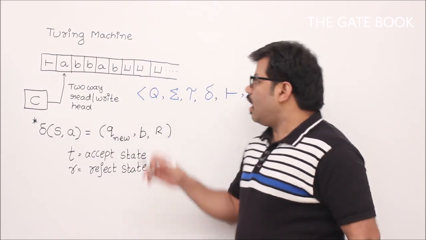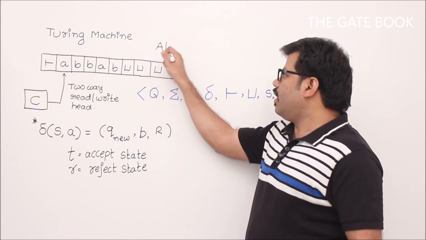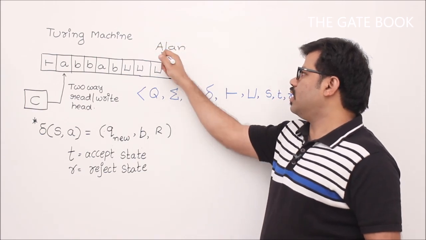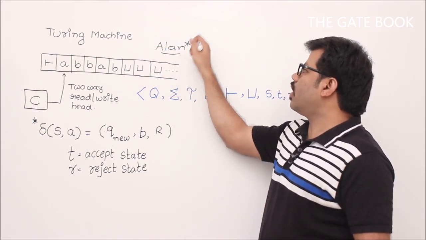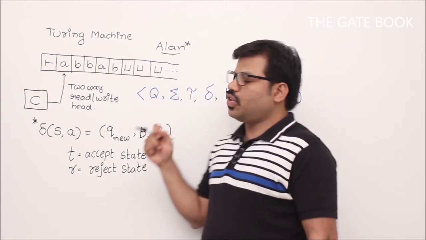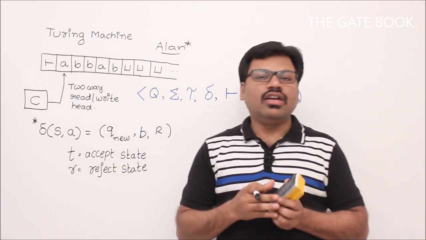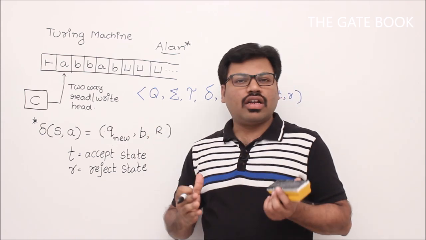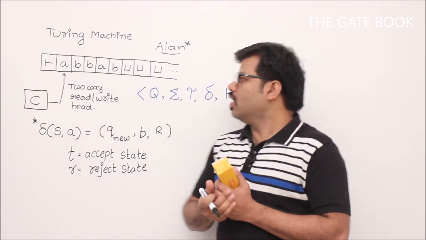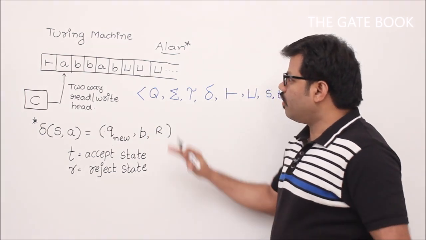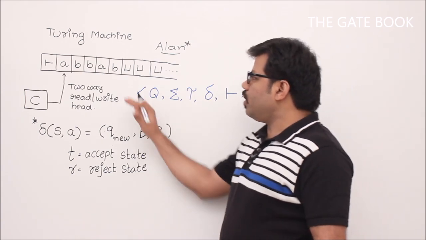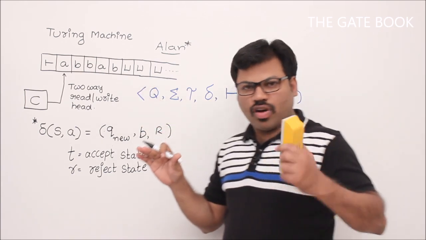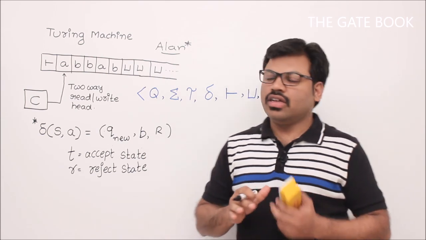Alan Turing proposed this Turing machine in 1936. He's a brilliant person, okay? So we learn the Turing machine and try to understand how it is going to answer our questions. Let's begin with the definition of a Turing machine. First I will tell you informally, after that we'll go to the formal definition.